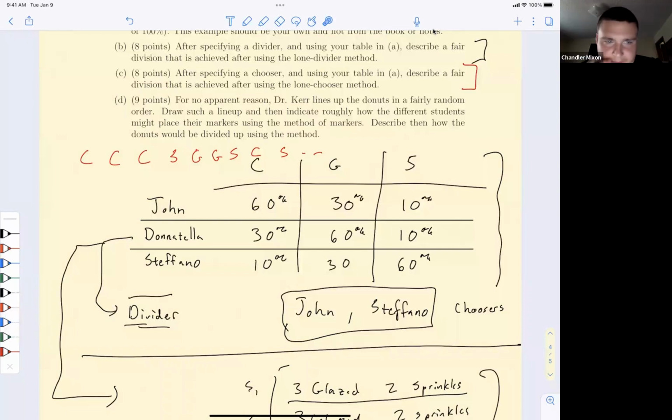When you're trying to figure out who the divider is, is there a certain way that tells you? No, it's random. For the lone chooser and the lone divider methods, maybe you roll a die or something like that to see. It's not like you can tell me who it is. You should tell me, though. You shouldn't just leave it. Don't leave too much of a mystery. Just say who it is.